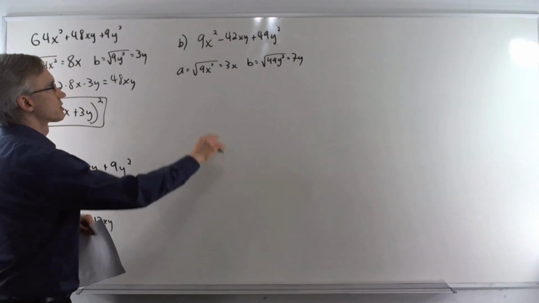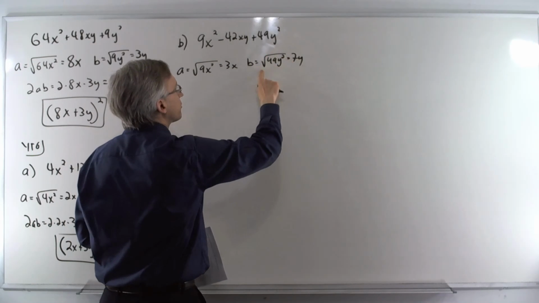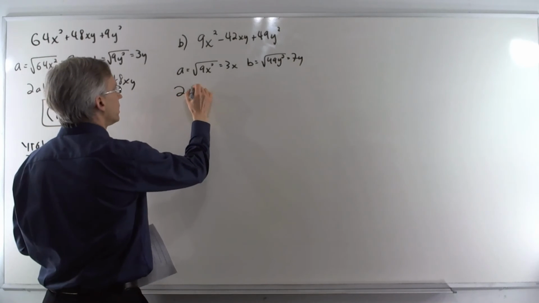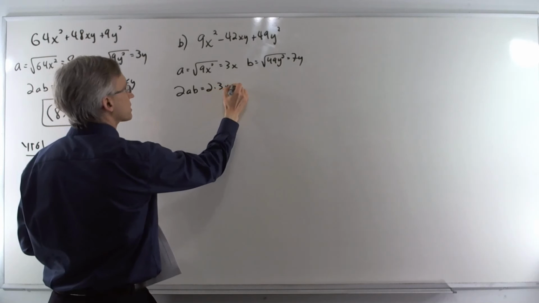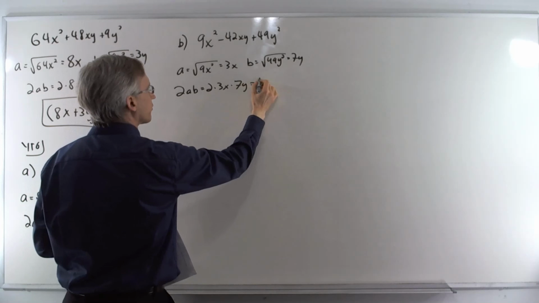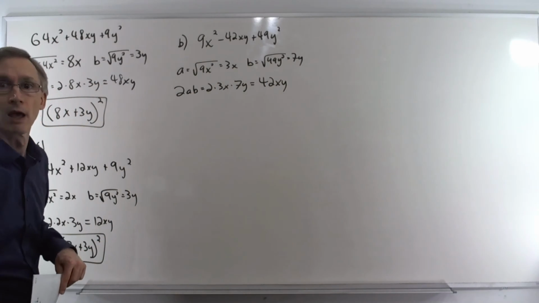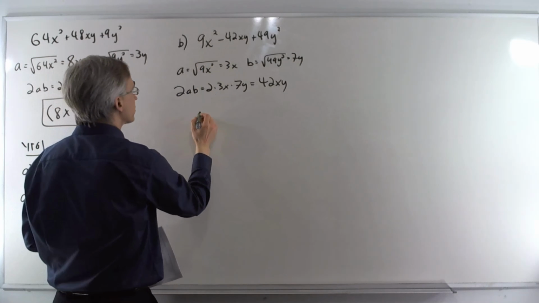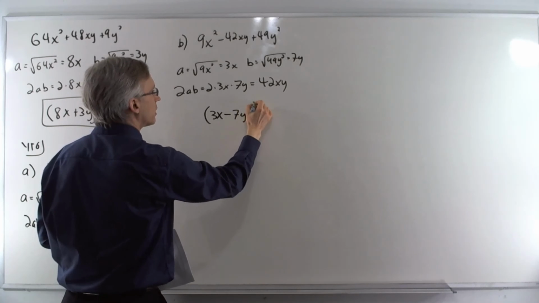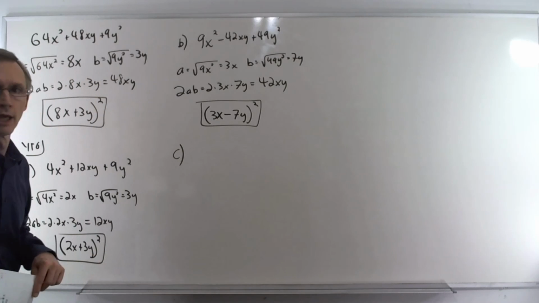So to find A, we'll take the square root of the first term, 9x squared, and get 3x. To find B, we'll take the square root of the last term, 49y squared, and get 7y. Checking the middle term, 2ab equals 2 times 3x times 7y. 3 times 7 is 21, times 2 is 42. So that's 42xy. And that matches the middle term. Now we've got a negative version, so we use the negative version of the formula. So 3x minus 7y squared. C.